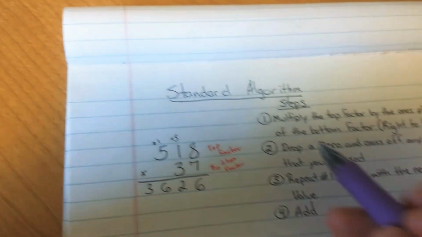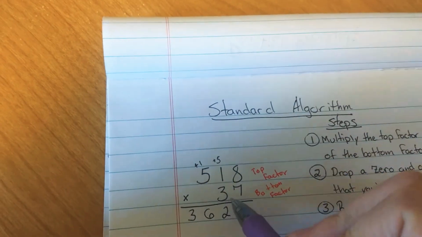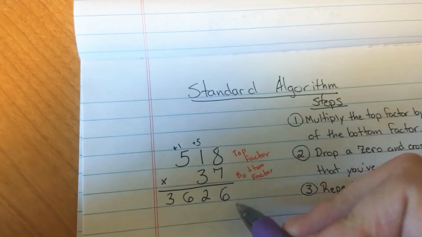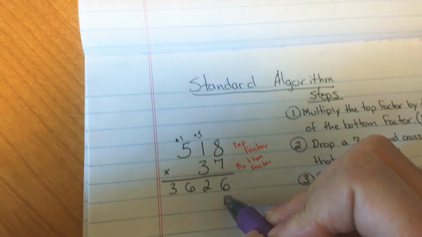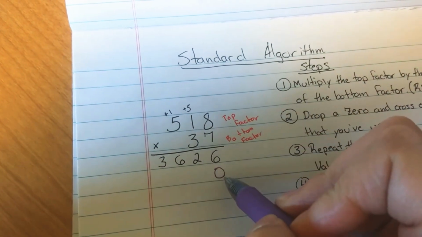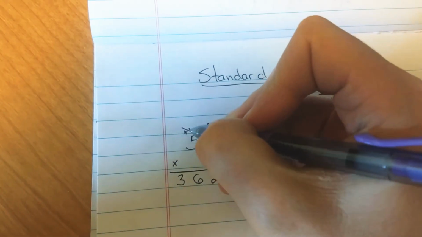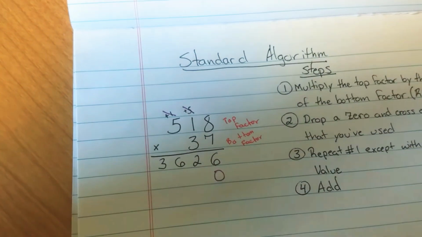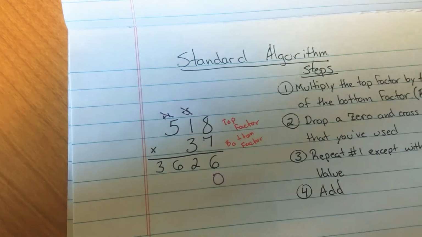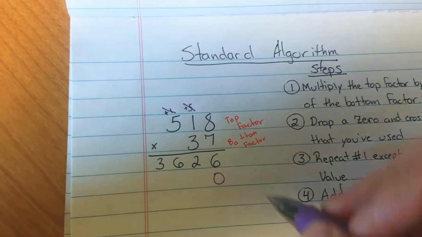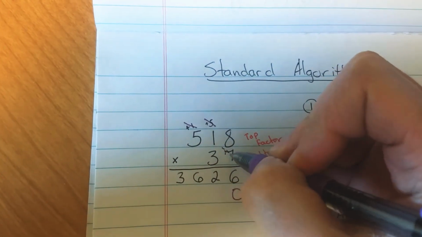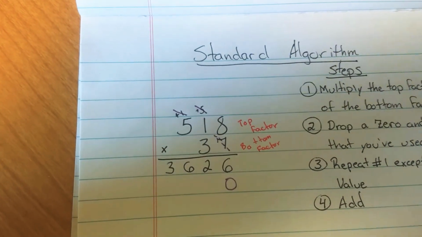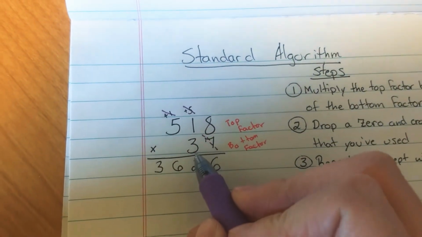Number 2 says drop a 0. Right here, this is worth a 30, so I'm going to hold the place value at the 0, where I have 30. I'm then going to cross off any carries that I already have, because I've already used them, and I don't want to use them again to confuse myself. You can also cross off the 7 if you really want to. That tells me that I'm ready and I've moved on to the 3.